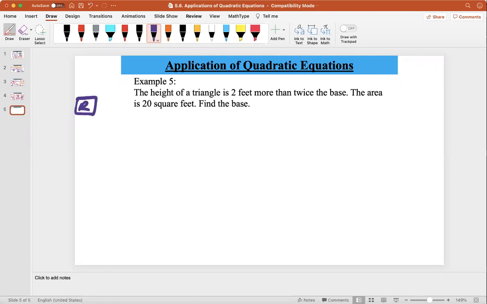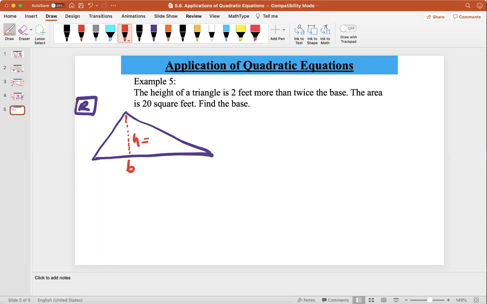We have a different figure here, and that figure is a triangle. Now let me draw that triangle here. It's not a perfect triangle, but that's a triangle. Where's the base? This one is your base. And we have a height that can be drawn from a vertex perpendicular to the base. So that's your height.